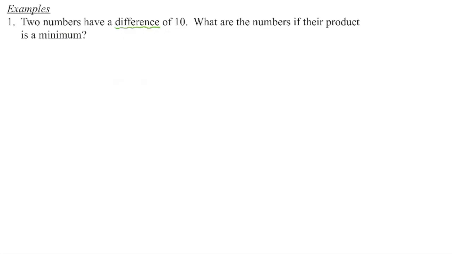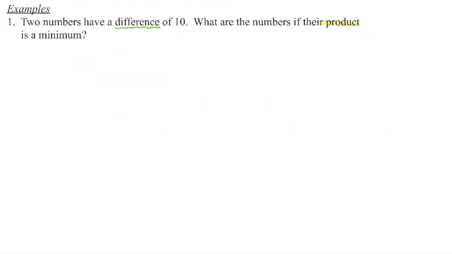So our first type of problem is what we call a number problem. We're told that two numbers have a difference of 10, and we know that difference means that when we subtract them, we're going to get 10. We're looking for what those numbers are if their product is a minimum. And again, we know difference is subtraction, product is multiplication. Most of the time, it's going to say that you have to do the question algebraically, so we can't just guess and check numbers. We need to go about this systematically.